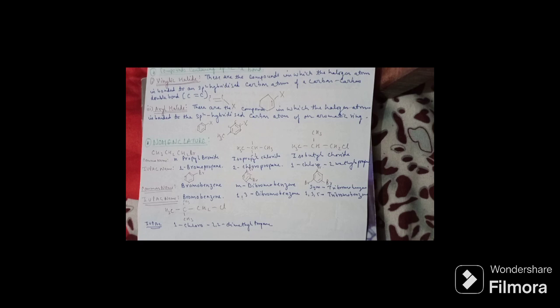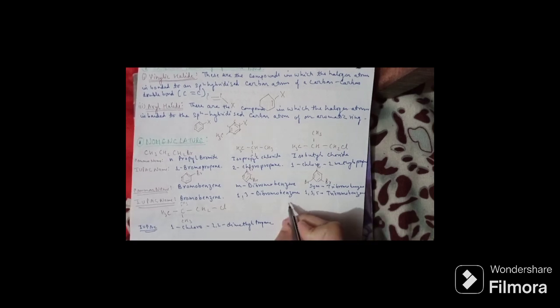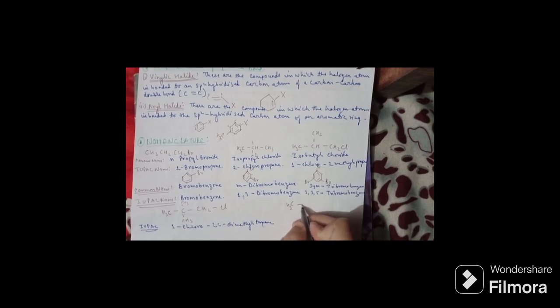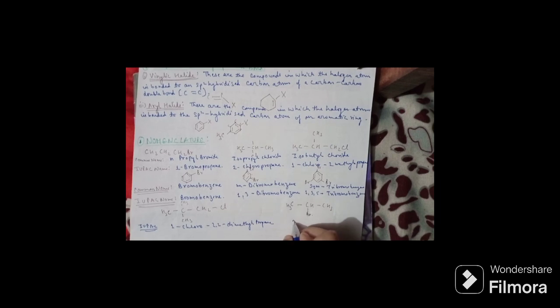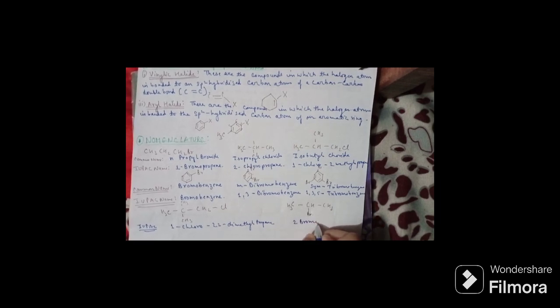The other structure we have is CH3-CH-CH3 with bromine. The IUPAC name is 2-bromopropane. So now you can write it down, you can copy it down as well. If you are getting notes, it will be helpful for you, of course, for sure.